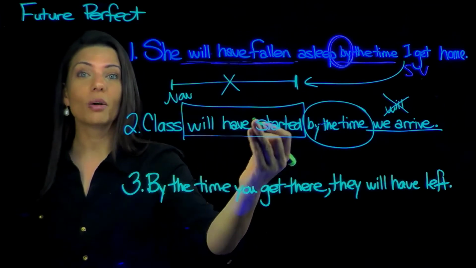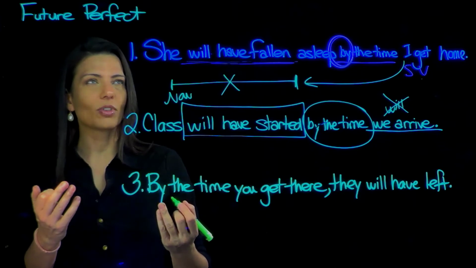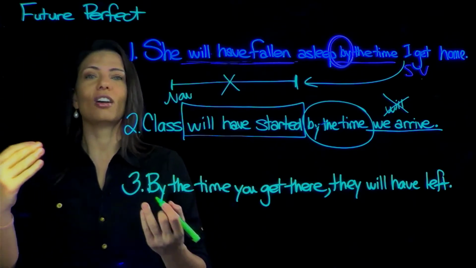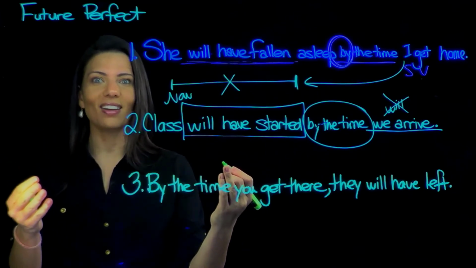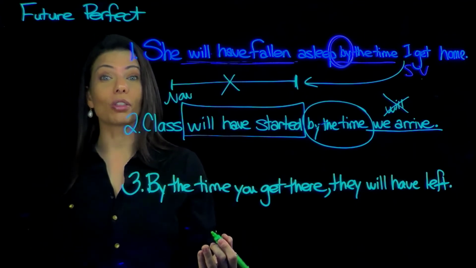Will have plus the past participle. So we know that in the speaker's mind, they're thinking, okay, by the time we get there, that's the latest time, class will have already started between now and then, which means we're going to be late. Okay, let's take a look at number 3.